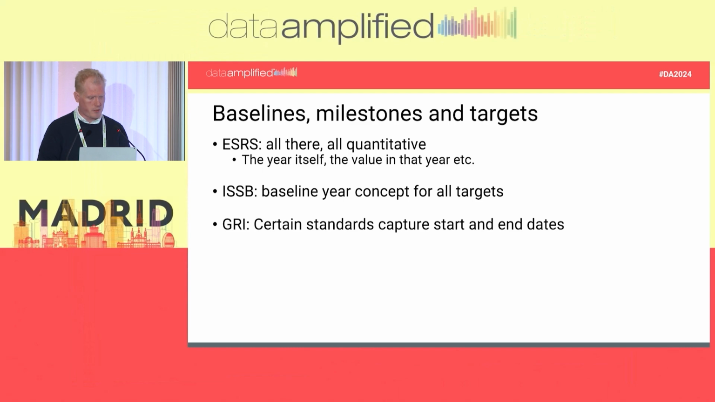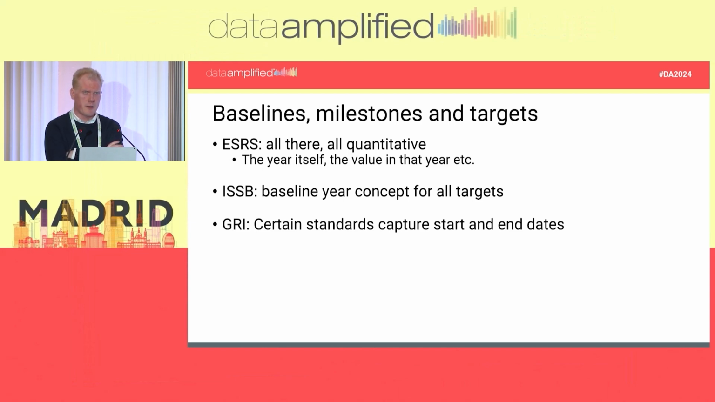So baselines, milestones, and targets. All things you'd kind of associate. Where are we starting from? How are we getting there? And what's the finish line? ESRS, they are all there, all quantitative, the year itself, the value in that year. ISSB does have, like the target, it doesn't really do milestones. It has a baseline year concept for all targets. GRI has certain standards within it, capture start and end dates.